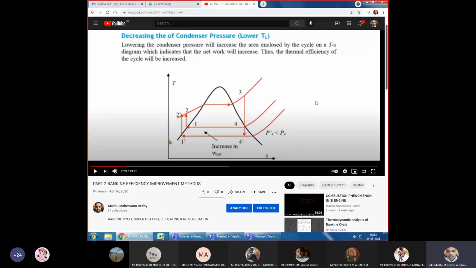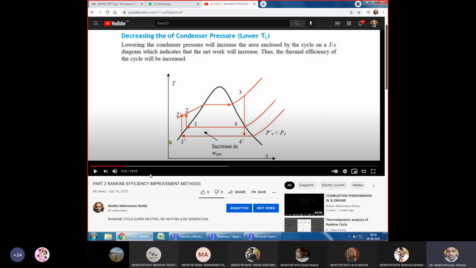At 15 degrees centigrade, the saturation pressure of the water is 3.2 kilopascal, which is 0.032 bar. That means the exit pressure of the steam should not fall below 0.032 bar. That is the one constraint in the case of decreasing the condenser pressure.